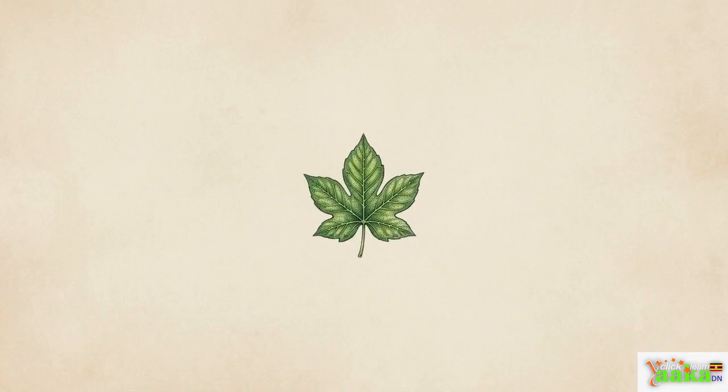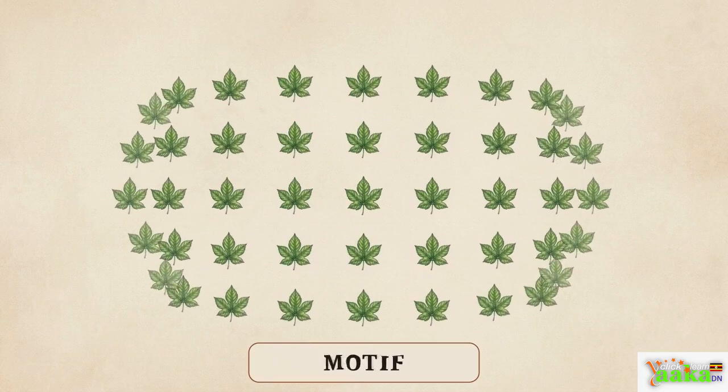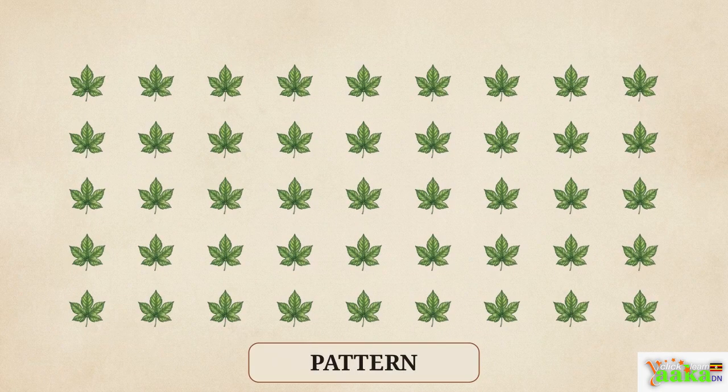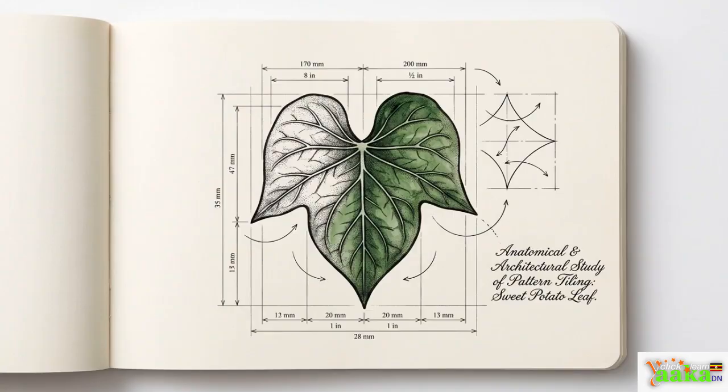The process starts with a single isolated design element, like this stylized sweet potato leaf. In textile design, this individual shape is known as a motif. A pattern is the specific arrangement created when that single motif is reproduced multiple times across a surface.